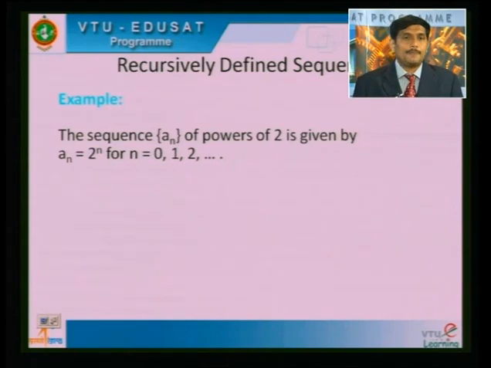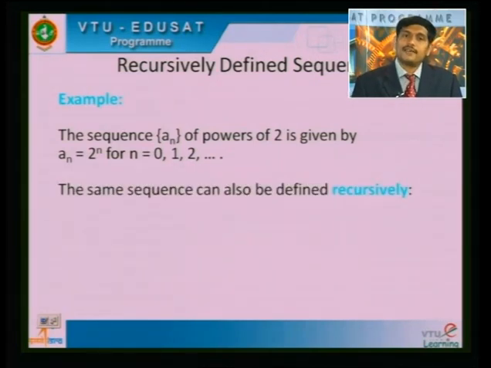We give some examples related to sets. Here the sequence a_n of powers of 2 is given by a_n equals 2 power n for n equals 0, 1, 2, etc. The same sequence can also be defined recursively. How? First, start with a_0: put n equal to 0, you get 2 power 0, which is 1, so a_0 equals 1.